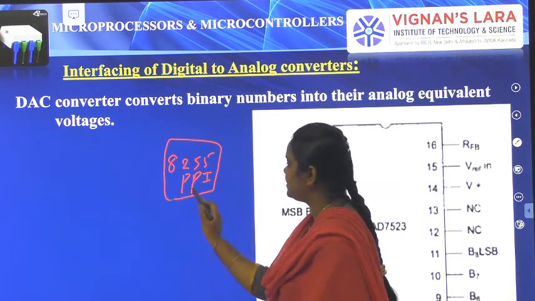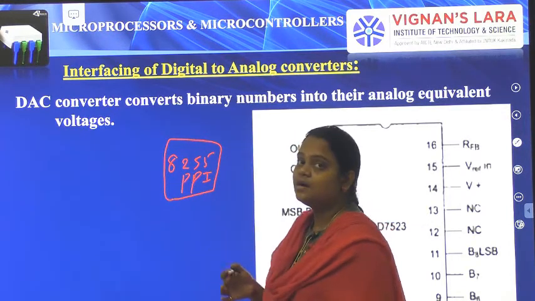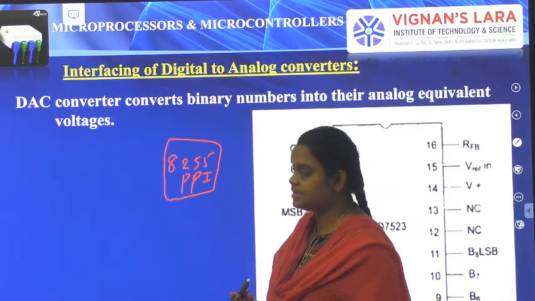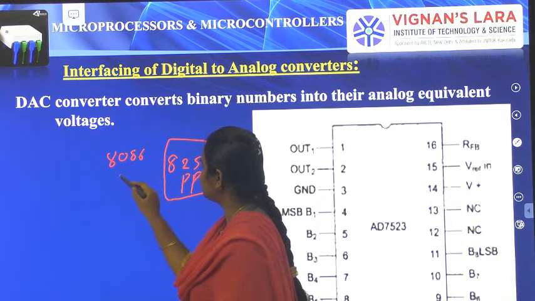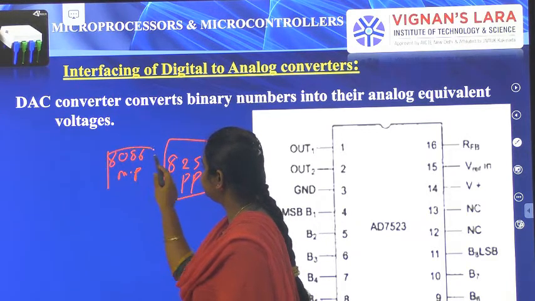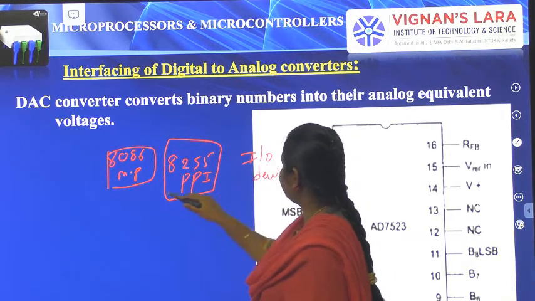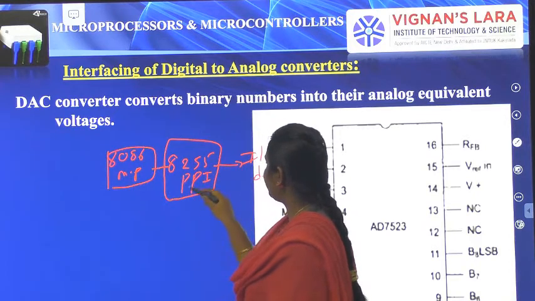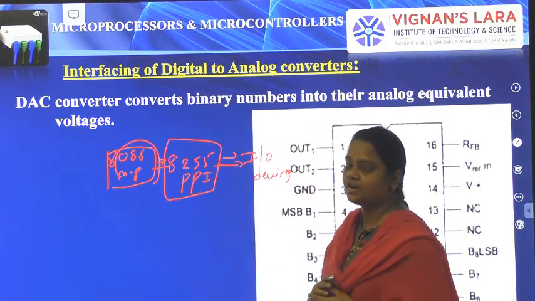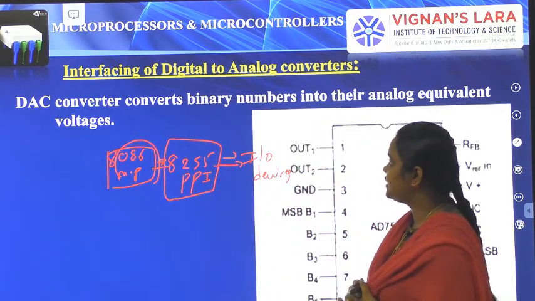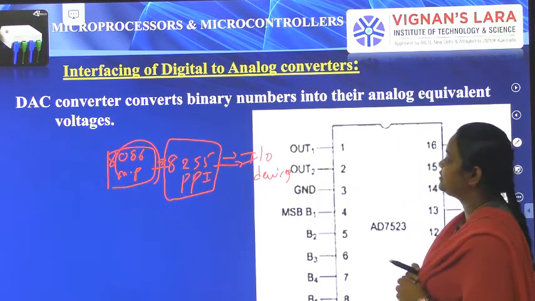By using this 8255, we connect the input and output devices to the 8086 microprocessor for proper transmission and reception of data between the 8086 microprocessor and the input and output devices. We interface the 8255 for sending information from the 8086 to the input and output devices. See here, the DAC converts binary numbers into their analog equivalent voltages.